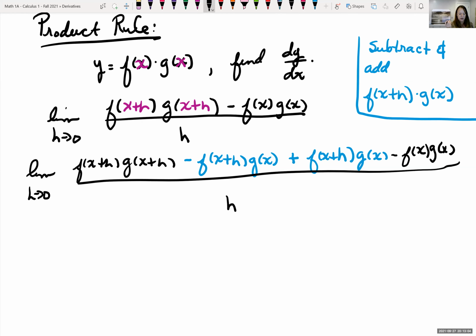So we're going to regroup this. Notice that for the first two terms, let's pull out what they both share in common. We have an f of x plus h in both of those terms. So we can pull an f of x plus h out of the first term, and you're left with g of x plus h. And if we pull it out of the second term, we'd be left with minus g of x.